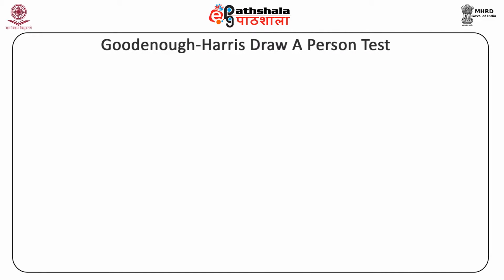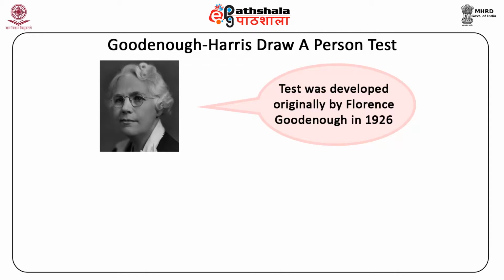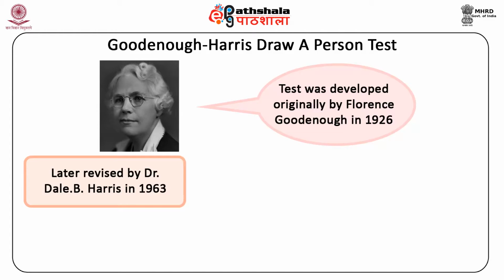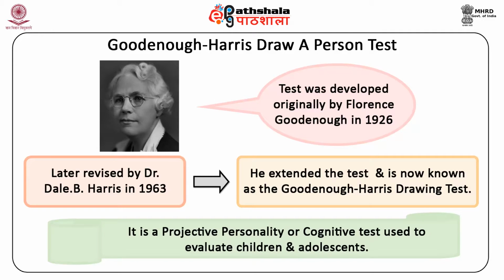Goodenough-Harris Draw a Person test. This test was developed originally by Florence Goodenough in 1926 and was later revised by Dr. Dale B. Harris in 1963, who extended the test and is now known as the Goodenough-Harris drawing test. It is a projective personality or cognitive test used to evaluate children and adolescents.